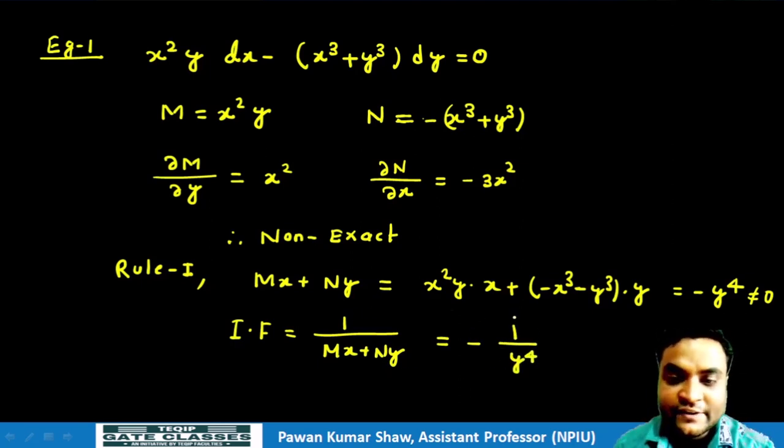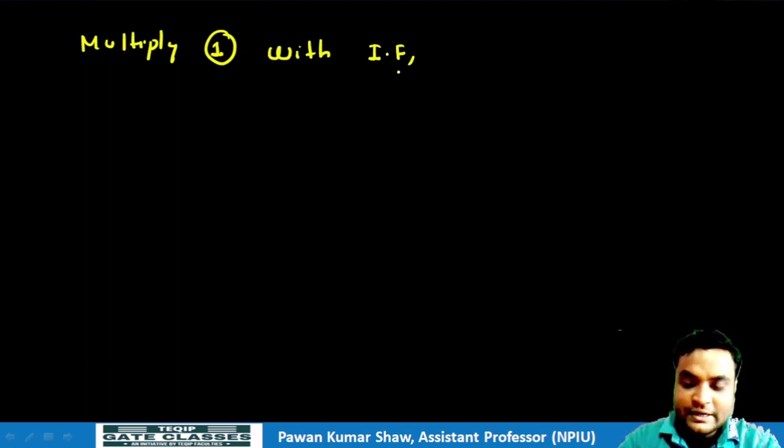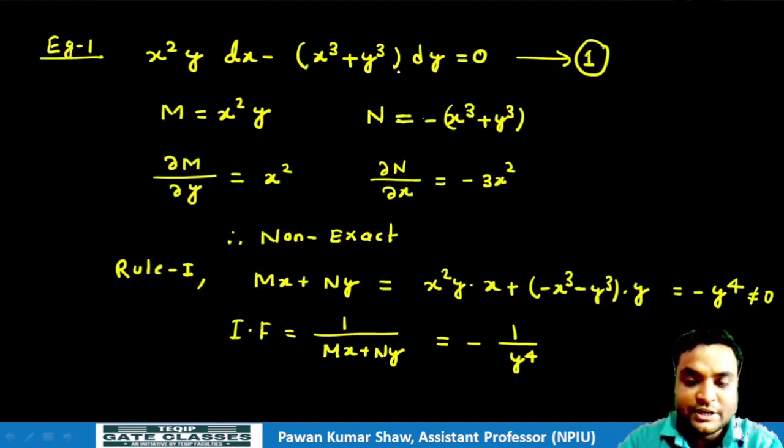यानी ये हमारी integrating factor निकली. If it is integrating factor, so once you multiply this with our given differential equation, then our equation will become exact. Initially the equation was not exact. So now we are multiplying the equation 1 with our integrating factor so that the equation will become exact. So multiply 1 with integrating factor and in that case we will multiply the given equation 1 with our minus 1 by y to the power of 4.